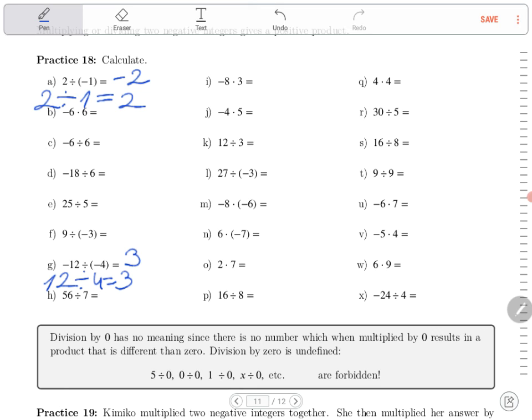And let's look at one more problem, problem I. Problem I is negative 8 times 3. In terms of the multiplication itself, it looks a lot like 8 times 3, which equals 24. But 8 times 3 is a positive times a positive, whereas problem I is a negative times a positive. So, looking back to the rules we've been using, the answer to problem I will be negative 24.